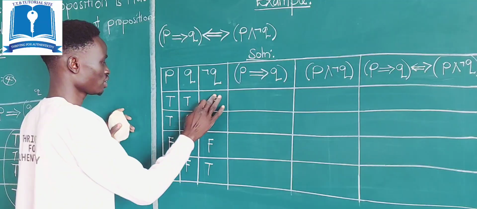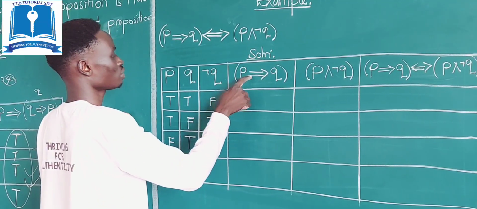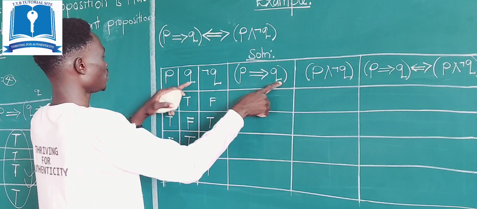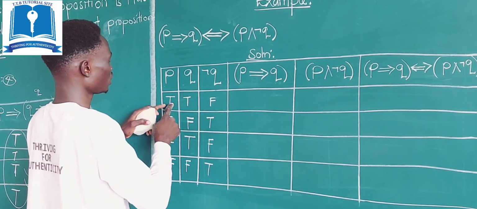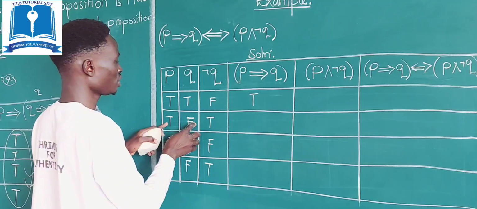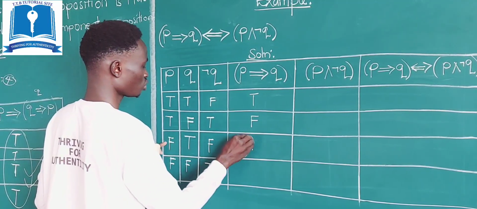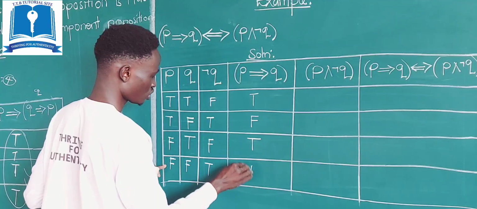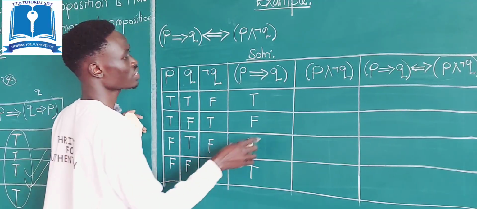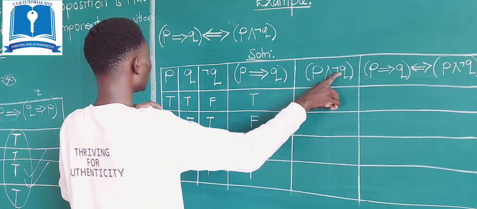So we are done here. Then now we need to find this. So it is P biconditional Q. Meaning here this will be true, false, false, true. Then now we have this: P conjunction negation Q.